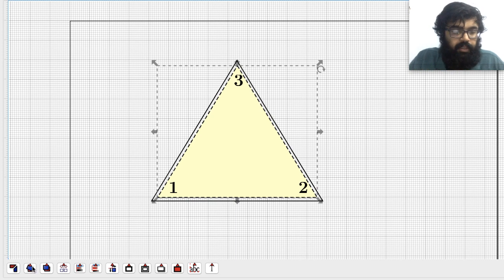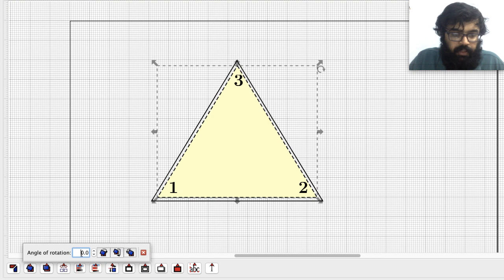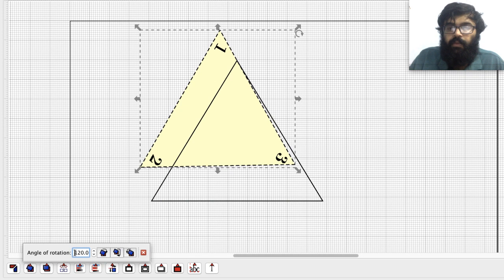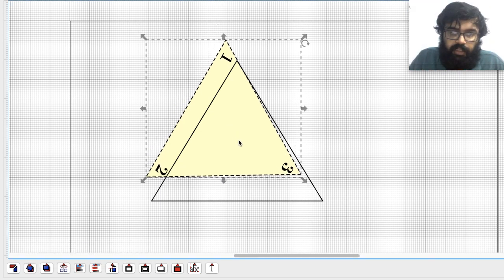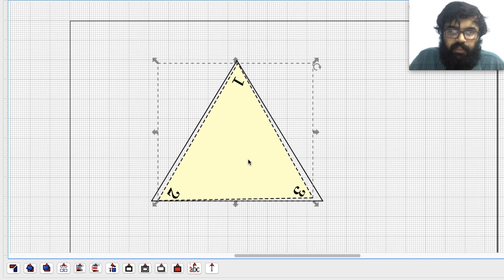Now let us rotate it by 120 degrees. So here is an option for rotation. Let me type 120, and now if I press enter, the triangle, because it's not an exact equilateral triangle, is not rotating about the particular point where I wanted, but you can see I can drag it, and yes, it fits inside this shape. So now what has happened? 1, 2, 3 has become 2, 3, 1 when we start reading from here in the anti-clockwise direction.